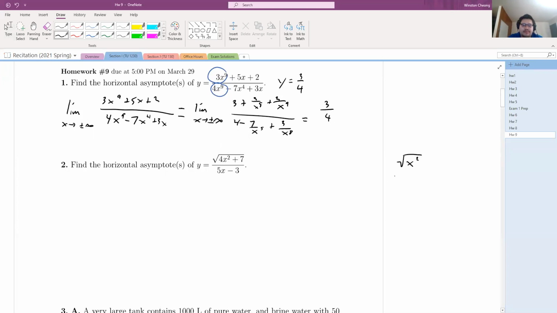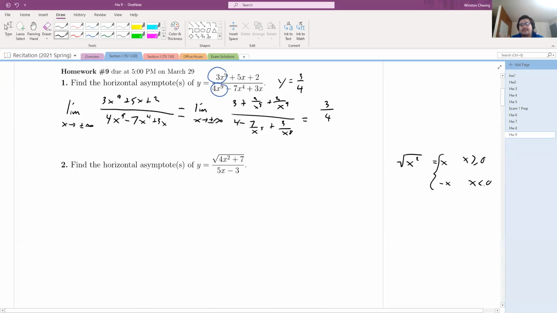And the common thing that people will say is that this is equal to x, and that's only half of the story. This is equal to x so long as x is greater than or equal to 0. Otherwise, it's equal to minus x. I guess I should say that's for when x is negative, right?